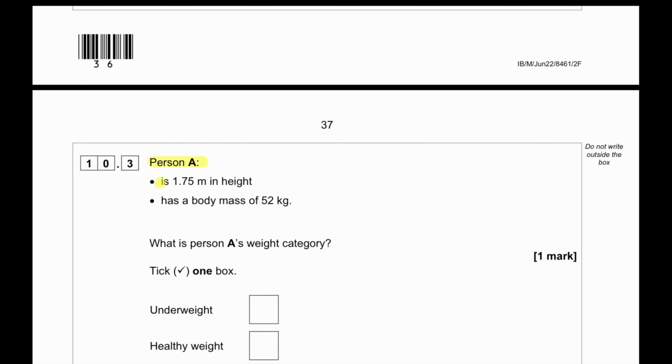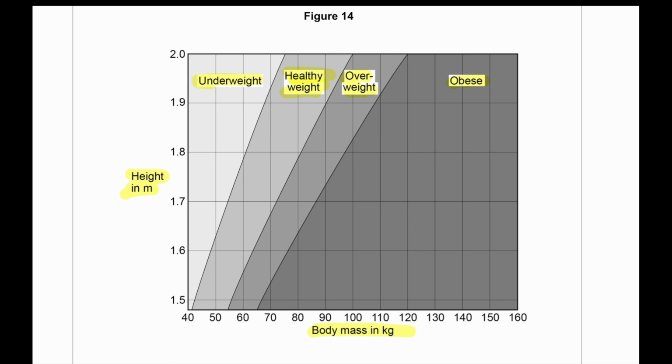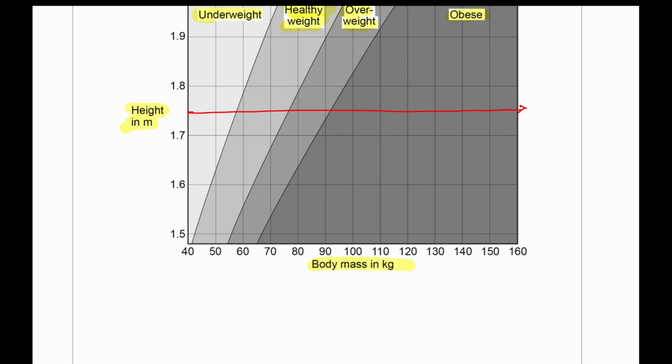Person A is 1.75 meters in height and has a body mass of 52. What is person A's category? So we'll have to correlate 2 points, 1.75 and 52. First of all, we go to 1.75, which is here, in this particular range. Okay. Then we will go for 52. 52 is here. We will go straight at 52. So the person is underweight, as we can see.